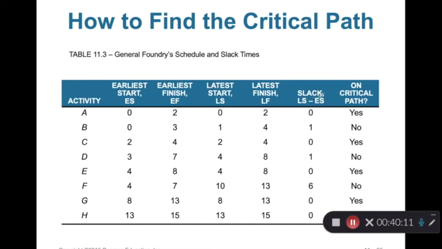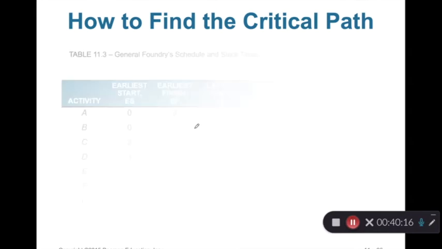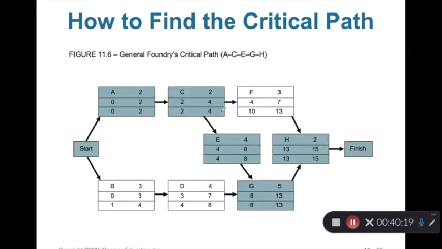Because if the slack time is 0, that activity must be critical. You can do it this way, but I prefer the network. A network is very easy to use and very easy to see which activities are critical.